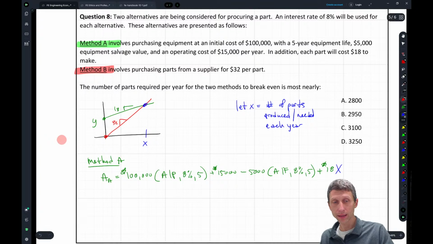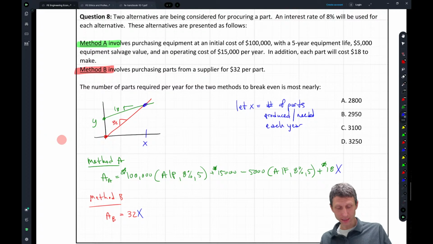Okay, and then if we look at method B, what are we going to say? Well, our annualized costs for method B are just going to be 32 times X. Right? So all we have to do now is set A equal to B, and we can solve for X, right?